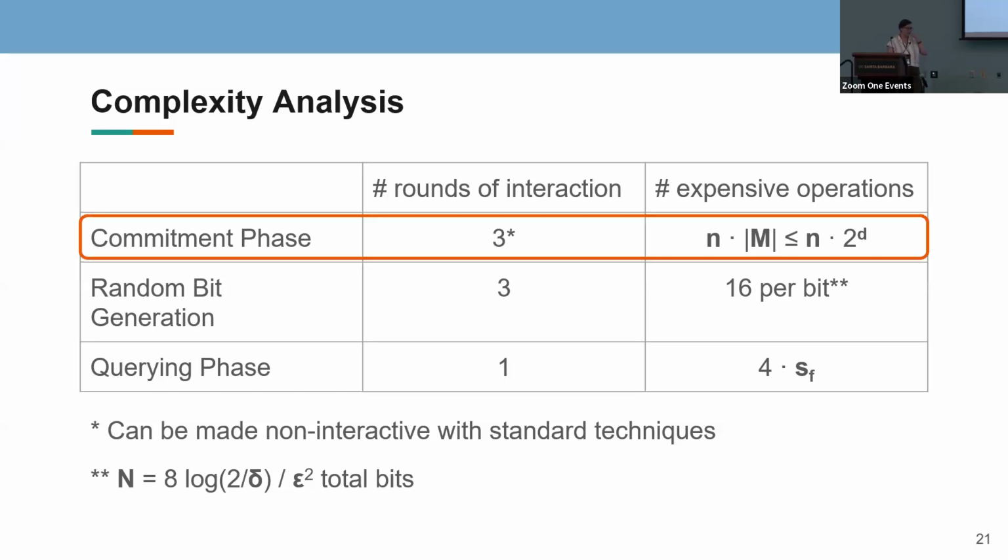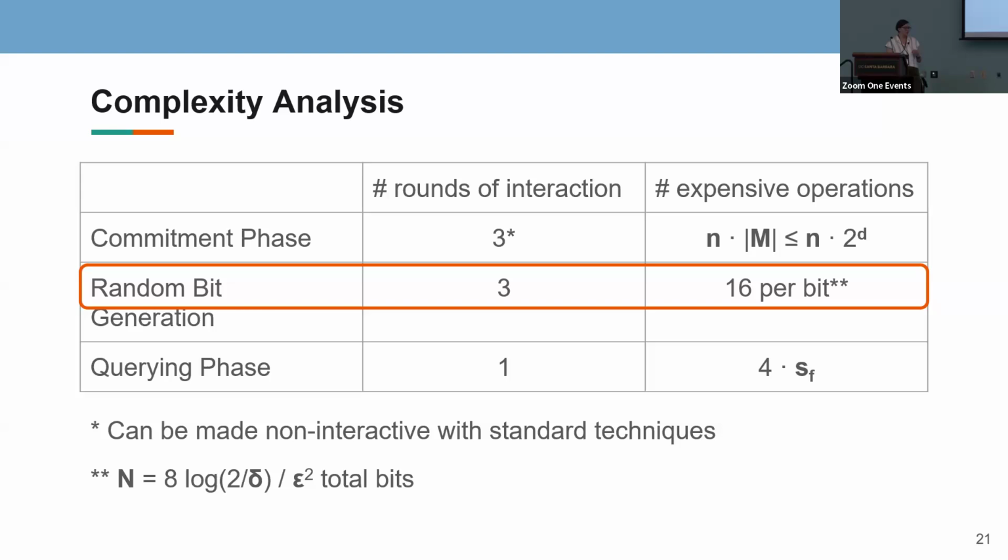In the commitment phase, we'll have 3 rounds of interaction that can be made non-interactive with Fiat-Shamir. And the number of cryptographic operations will scale as the size of the database times the number of monomials in the query polynomials we'll be interested in later. This could be as many as 2 to the d, but depending on the application, could also be a very tailored set. And this only needs to happen once for an unlimited number of queries later.